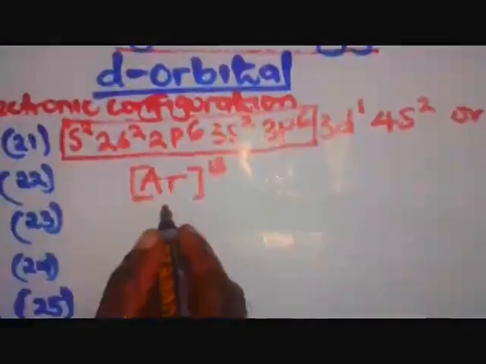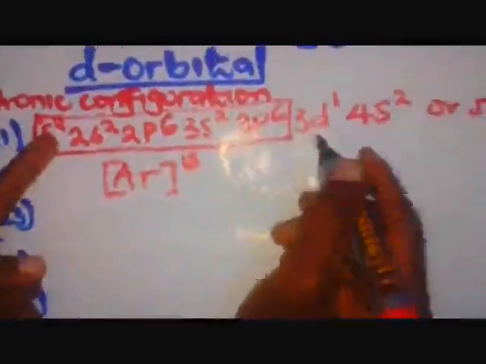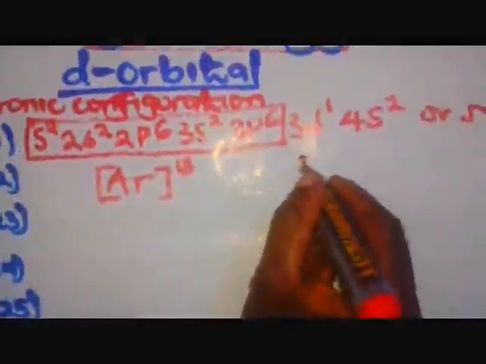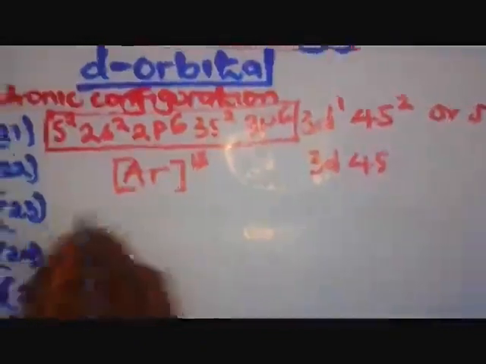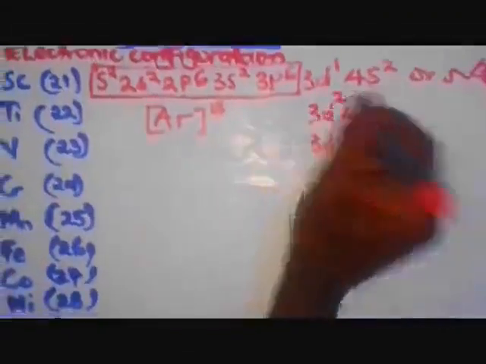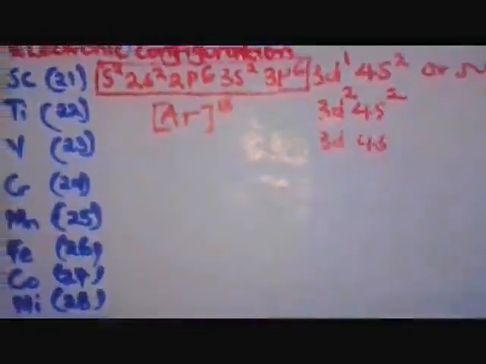So if I come here, instead of repeating all of this, because I know what is going to happen here, it is going to be 3D, 4S. Even for this one, it's going to be 3D, 4S. But the difference is going to be: for this one, the 3D will be having 2, and the 4S of this one will be having 2.